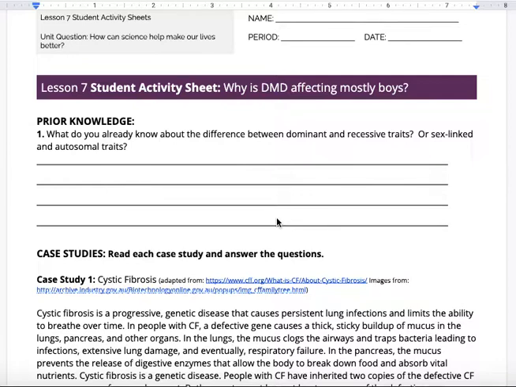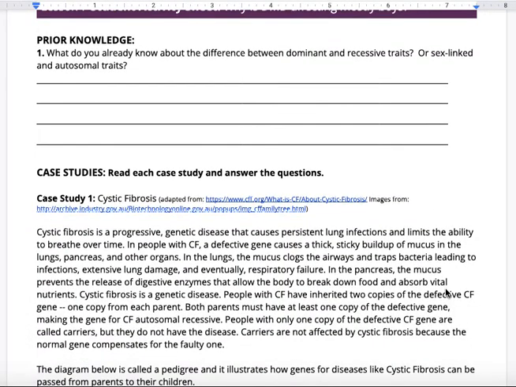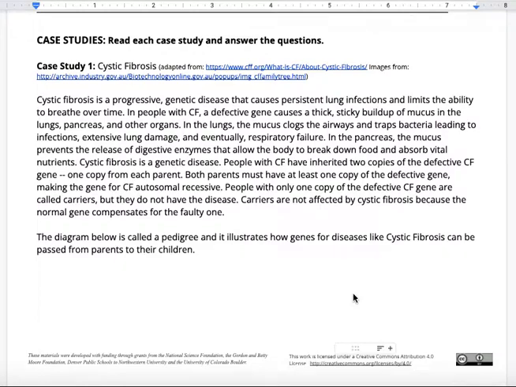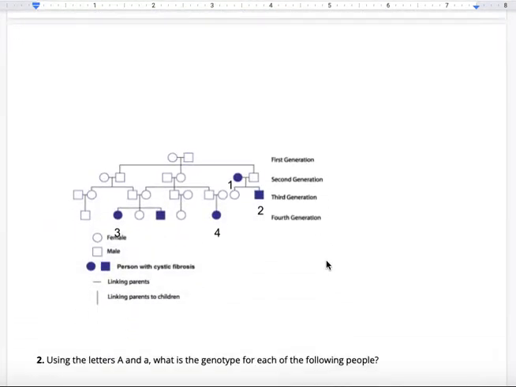So you're going to do this one. It has 3 case studies and then 1 prior knowledge question. So for the prior knowledge question, I want you guys to go ahead and answer that, and then move on to the first case study after you're done with that. So the first one's about cystic fibrosis. Very short little read there, and then you're going to answer some questions.